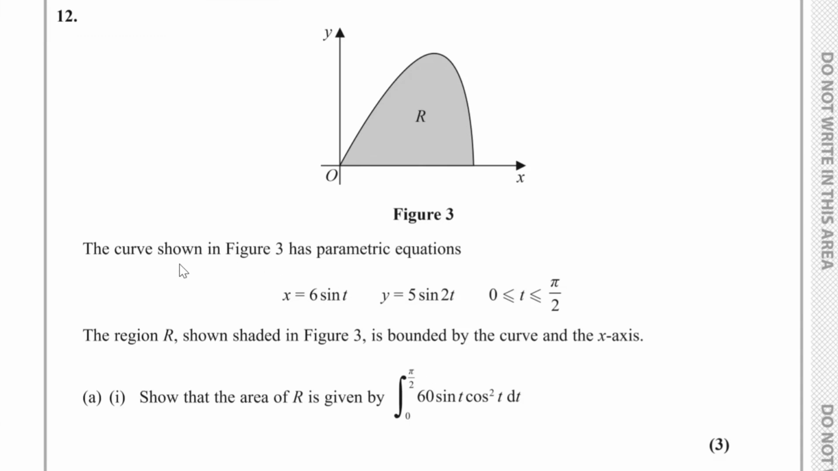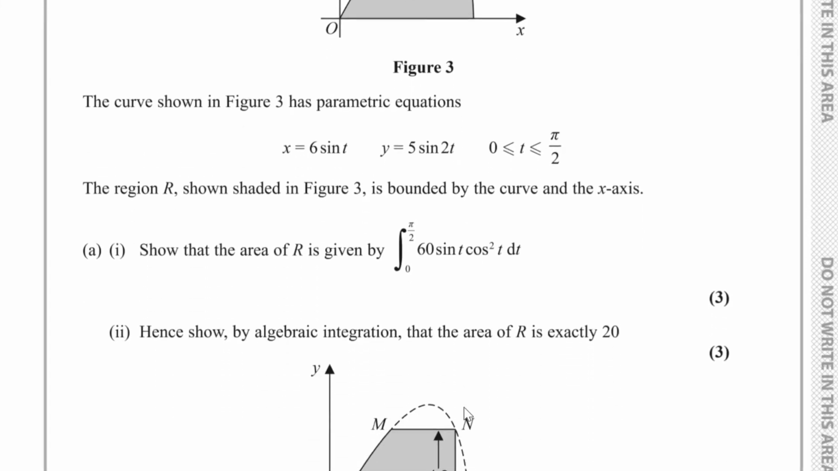Question number 12. The curve shown in figure 3 has parametric equations x equals 6 sine t, y equals 5 sine of 2t, where t is in between 0 and pi over 2. The region R shown shaded in figure 3 is bounded by the curve and the x-axis, and we have to show for the first part of part A that the area of R is given by the integral from 0 to pi over 2 of 60 sine t cos squared t with respect to t.